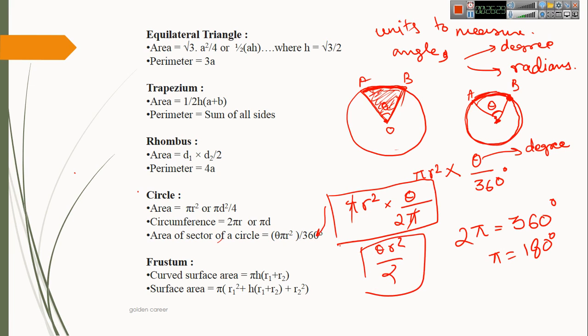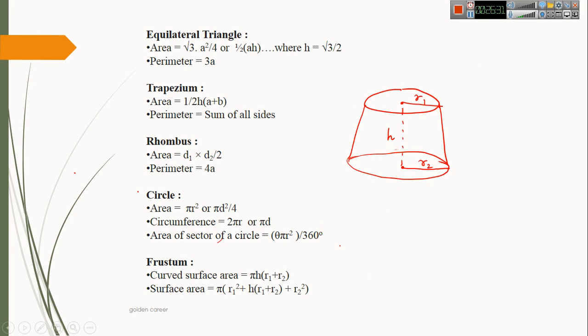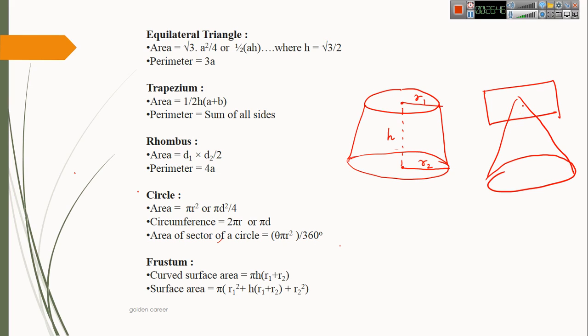Then this will give us the area of the sector. Next we have the frustum. This type of figure is known as a frustum. This is actually made from a cone. If we have a cone like this and we chop off the head part of the cone, what remains is called a frustum. It is made from a circular cone. Circular cone means a cone which has a base of a circle.